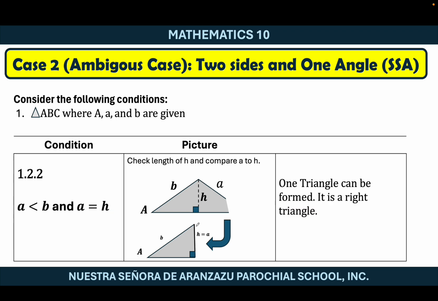So, yun yung pangalawa. Now, yung pangatlo naman, sabi ko kanina, yung pangalawa, pangatlo, pang-apat, less than, yung opposite side is less than the other side.